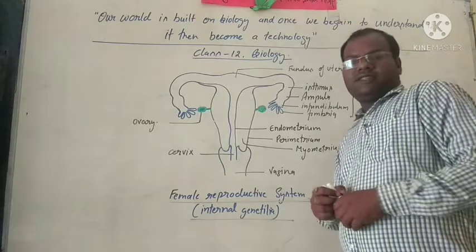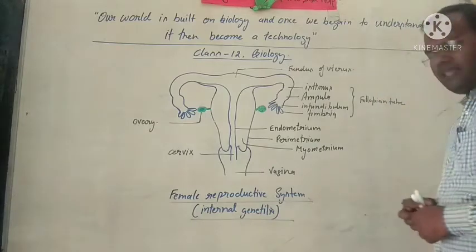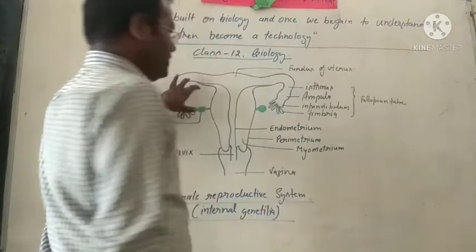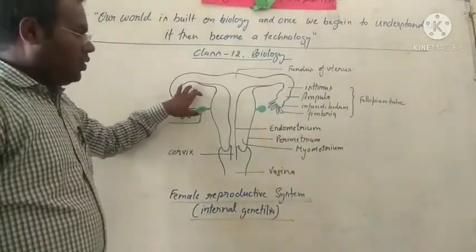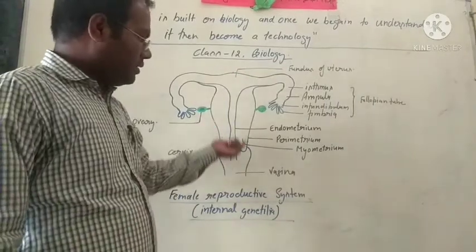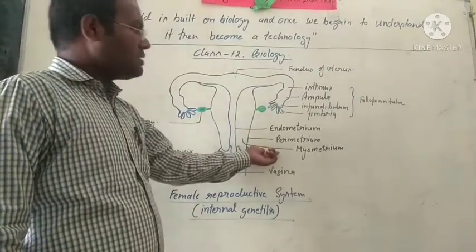Hello, good morning students. Today we discuss the internal genitalia of the female reproductive system. This is the structure of the female reproductive system, and we label the different parts of the reproductive organs.